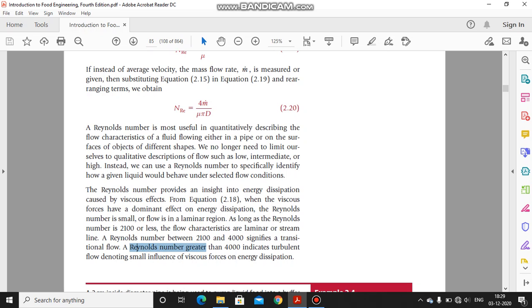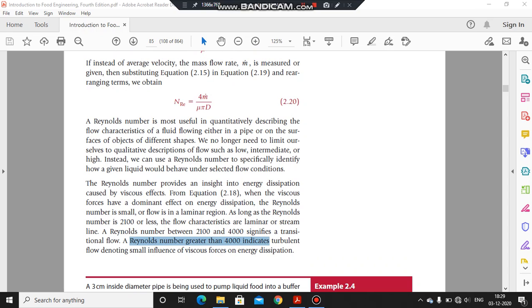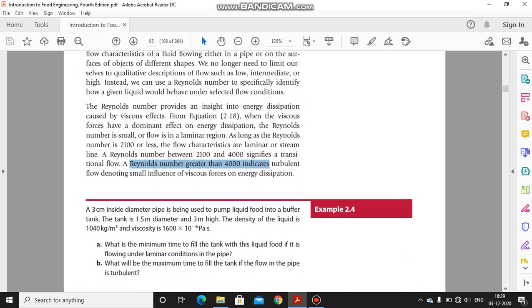When the Reynolds number is greater than 4000, it indicates the flow is turbulent, and it also indicates the energy dissipation. When the flow is high, the energy dissipation is also high. This type of experiment was conducted by Reynolds to understand the flow behavior. Now let us solve a problem to further understand.